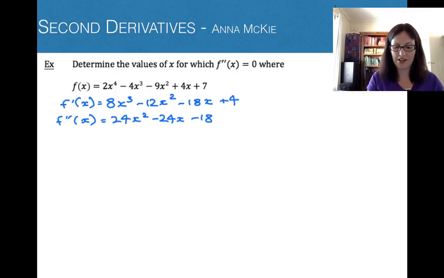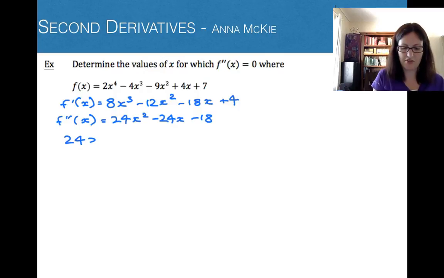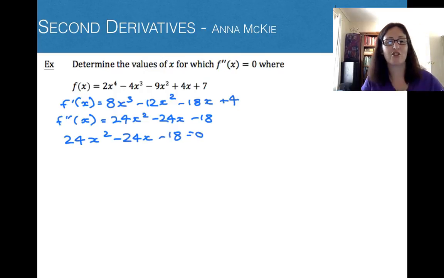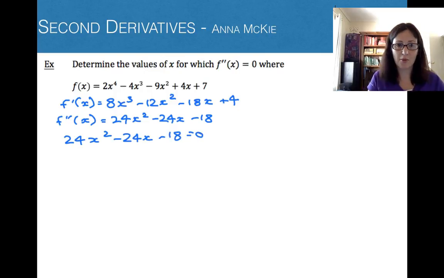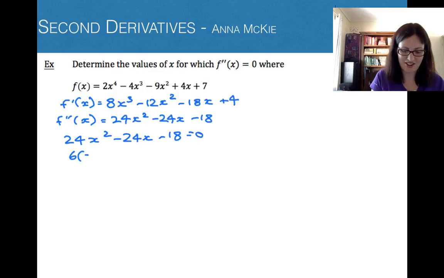Okay, so now we're ready to set the second derivative equal to 0. So we're going to just write it like that, 24x squared, take 24x, take 18 is equal to 0. We need to start solving for x. So looking for a common factor there first, always the first step. So we've got 6 times what gives us 24? 4. 4 again, and 3.